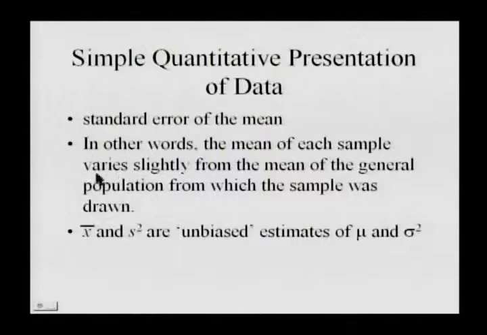So in other words, the mean of each sample varies slightly from the mean of the general population. There's always a bit of bias from which the sample was drawn. So x bar, the sample mean, and s squared, the sample variance, are unbiased estimates of mu and sigma squared, the population mean and the population variance. So this is what we are saying. The smaller the standard error of the mean, the less biased the sample is considered to be in representing the true population. So if the standard error bars on a graph are very tall, then you question how much bias there might be in the sample. So in other words, it's an indication of the accuracy.